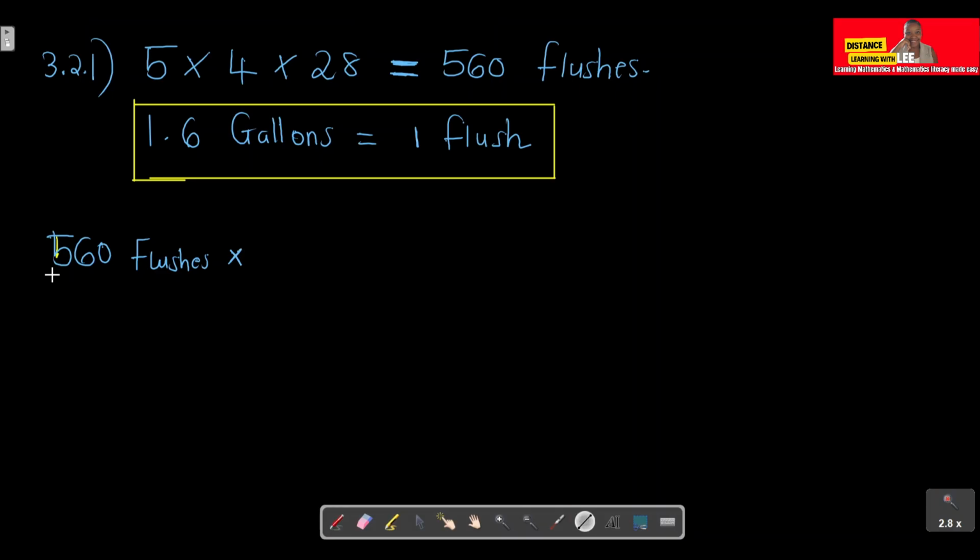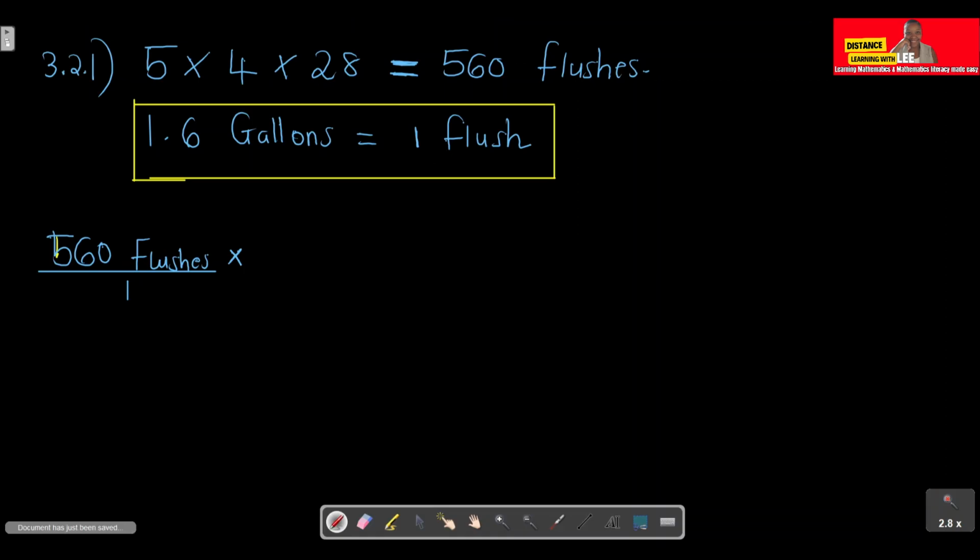I found that also when I was in high school with concepts like this, I would struggle, and most times teachers didn't make me look at it this way. So I think if you look at it this way, you'll see what is actually going on and you'll never go wrong. So we've got 560 flushes and you want to convert these flushes into the amount of water that was used.